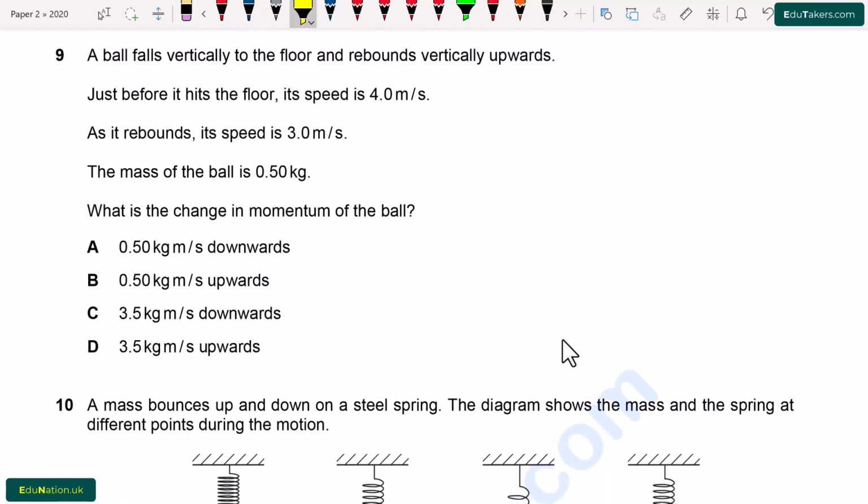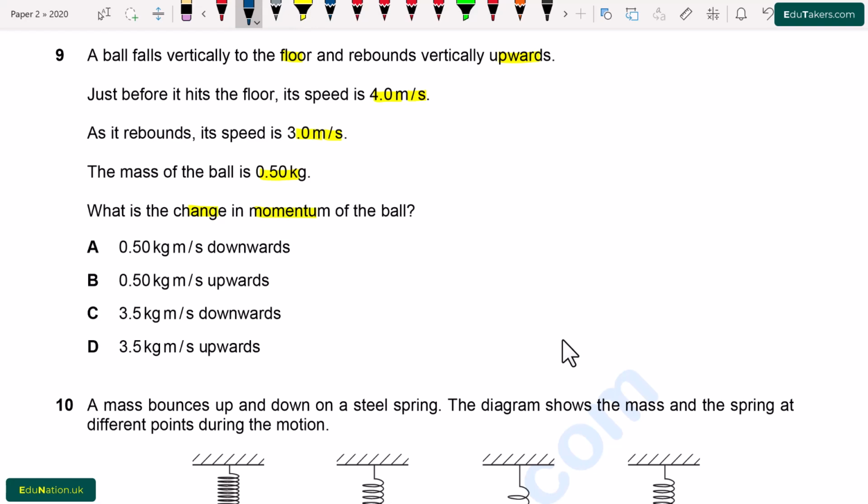Question number 9. A ball falls vertically to the floor and rebounds vertically upwards. Just before it hits the floor, its speed is 4.0 meter per second. As it rebounds, its speed is 3.0 meter per second. The mass of the ball is 0.50 kilogram. What is the change in momentum of the ball? So here we have to find out the change in momentum of the ball.